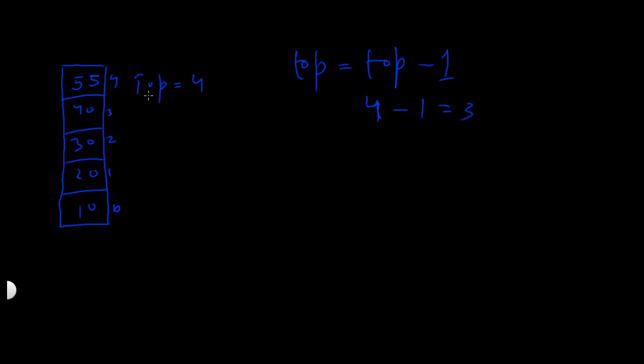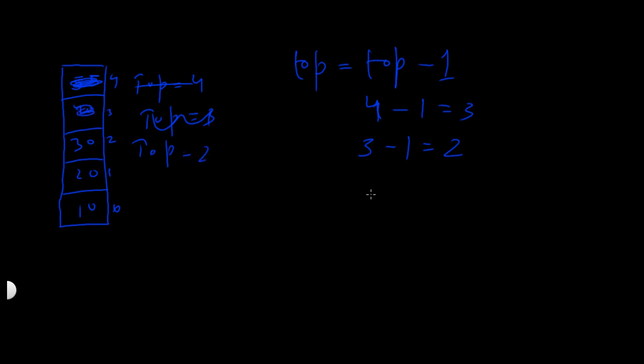So top becomes equal to 3 and this element will get deleted. Now if you want to delete another element from the stack, then again the value of top will be decremented by 1, and the value of top at this point is 3. So 3 minus 1 equals 2. Top becomes equal to 2 and this element will get deleted.